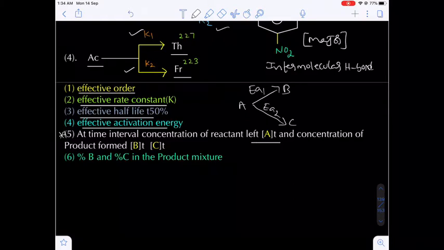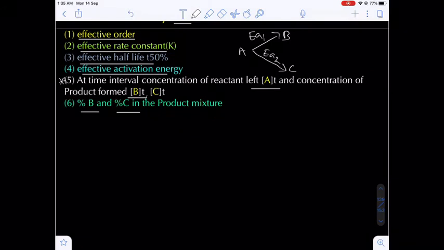And one more important, fifth point is, at any particular time interval, how much reactant will be left? That will be the concentration of reactant left at time interval T, that is AT, and the concentration of products obtained at time interval T, BT and CT. T stands for a given time interval. Now one more important thing, the percentages of B and C in the reaction mixture. In the product mixture, how much B will be formed and how much C will be formed. So these are the important questions regarding first order parallel kinetics. Are you getting my point?